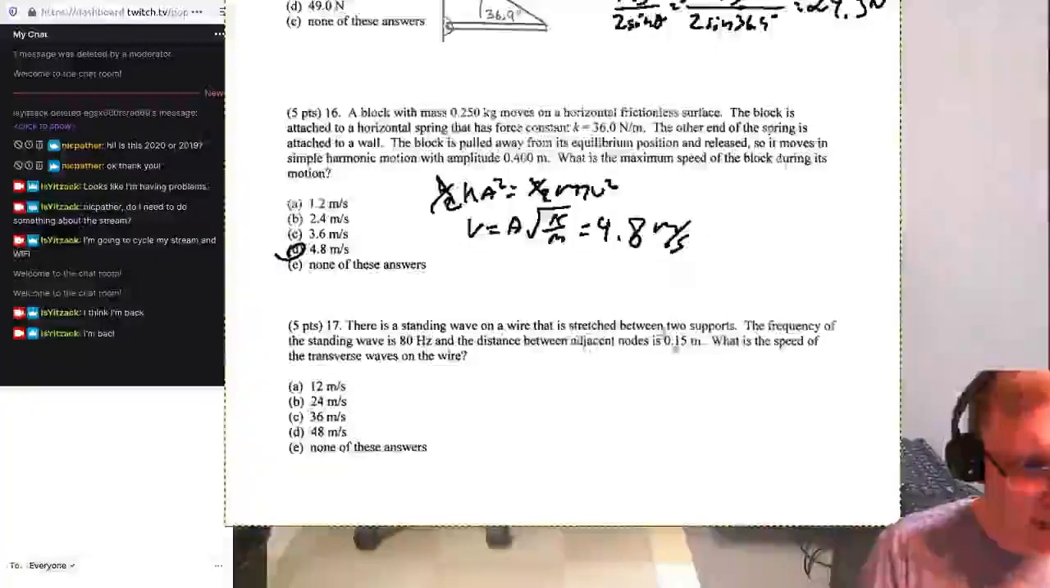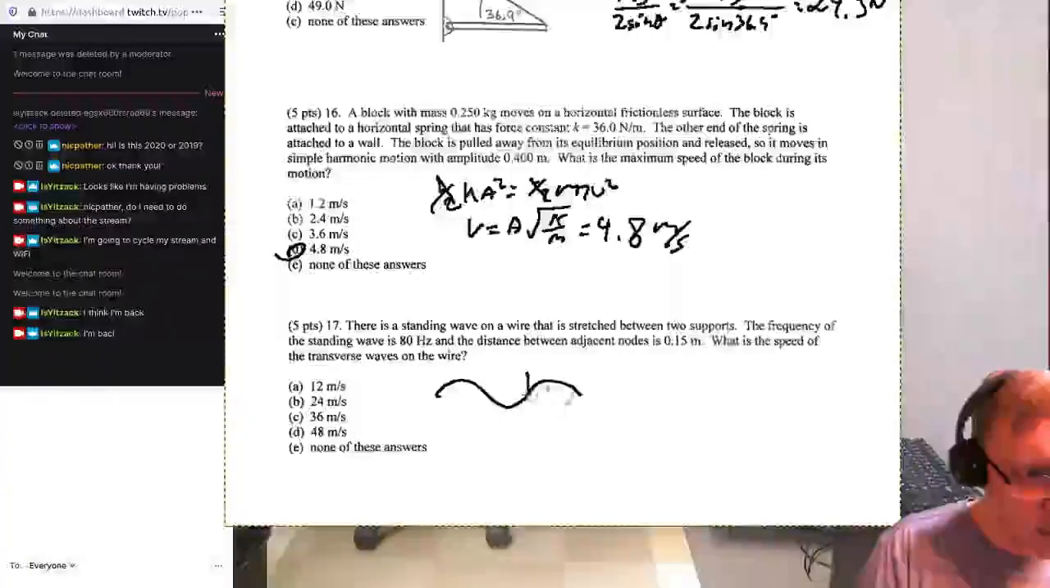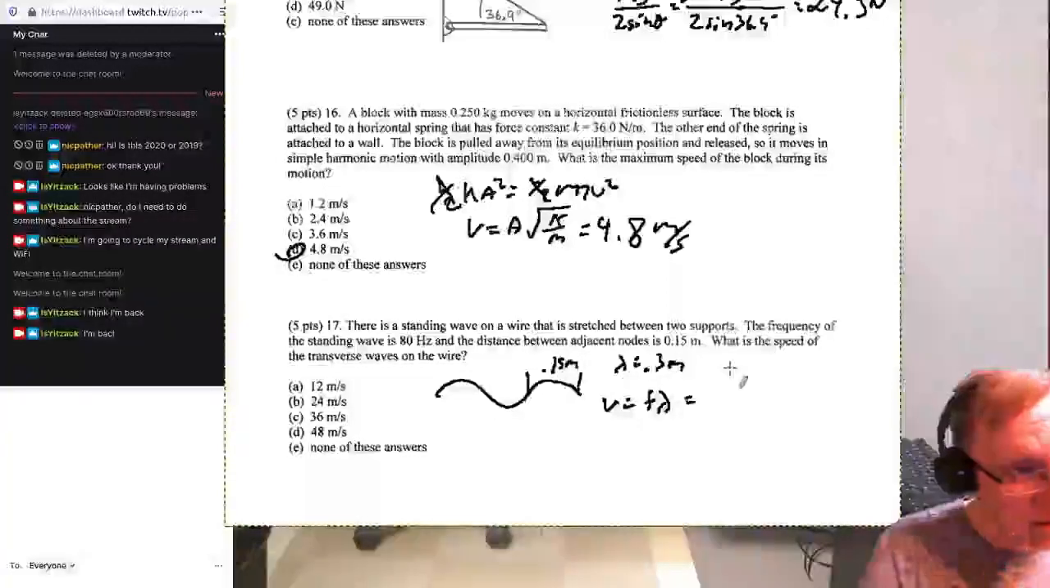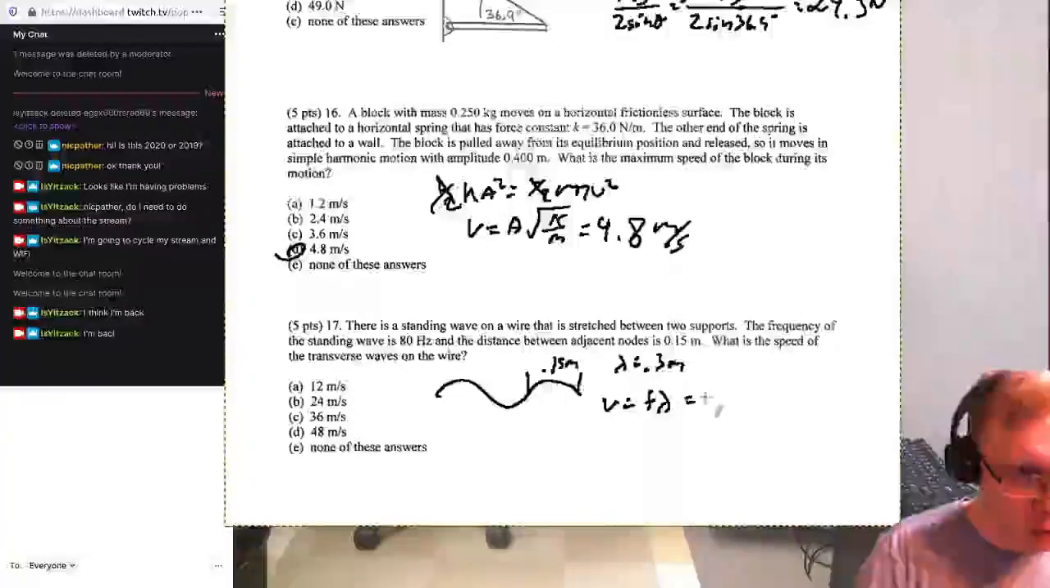There's a standing wave on a wire that is stretched between two supports. Frequency is 80 hertz. Distance between adjacent nodes is 0.15 meters. What is the speed of the transverse wave? Okay, so it looks something like this. We're told the distance between adjacent nodes is 0.15 meters, which means lambda is equal to 0.3 meters. Once v is equal to f lambda, so that's 0.3 times 80. 0.3 times 80 is 24 meters per second.